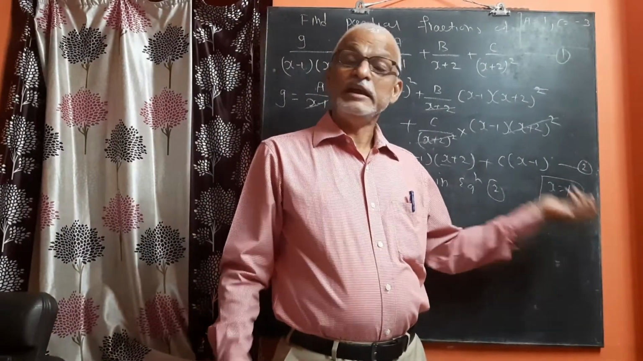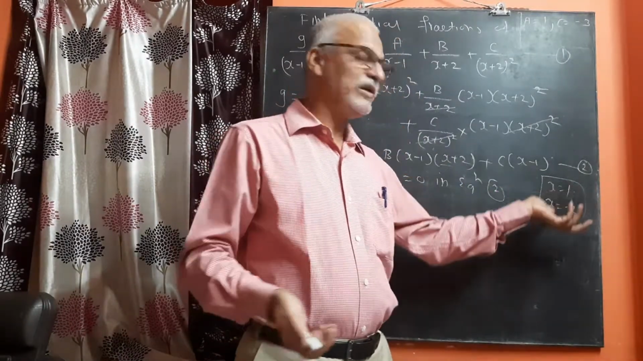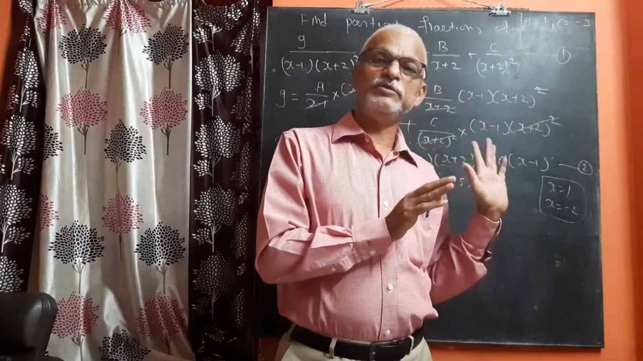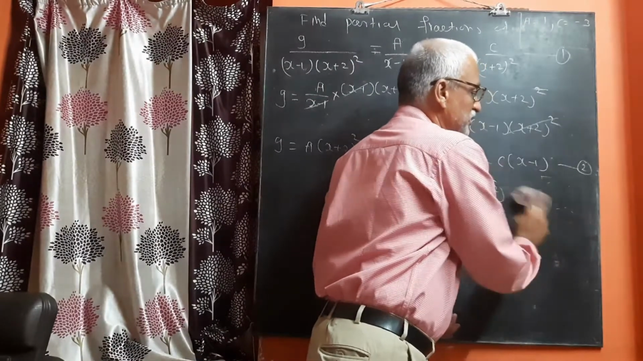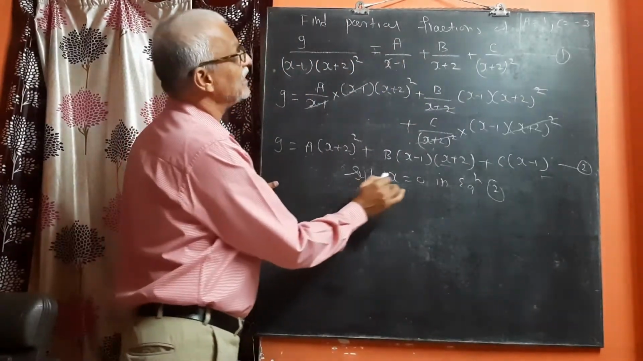Any value of x means it may be 0, it may be -1, it may be 2, it may be 4, it may be 5, it may be 10, it may be 100, it may be 1000. You will get the same answer if you substitute. So 0, because that has the fewest calculations. Now substituting x equals 0 in equation 2.